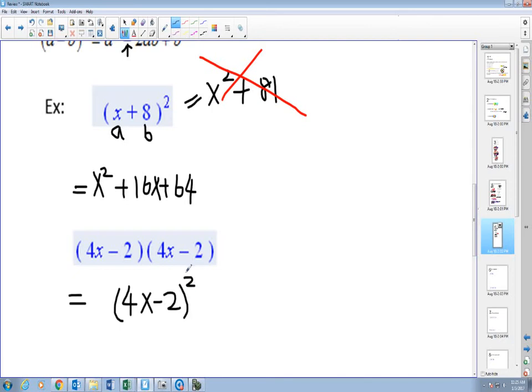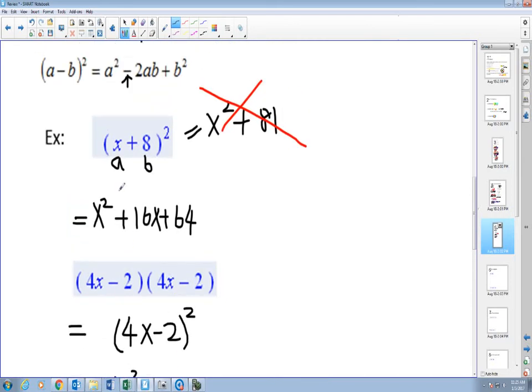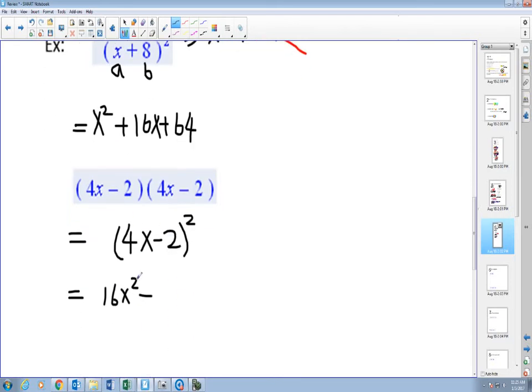Alright, so we can just say your a has to be squared, which is 16x squared, minus, because the next sign is minus in the minus version, take the number 2 times your 4x times your 2. So 2 times 4 is 8, 8 times 2 is 16x. My last term squared will be positive 4. So that will be your answer.